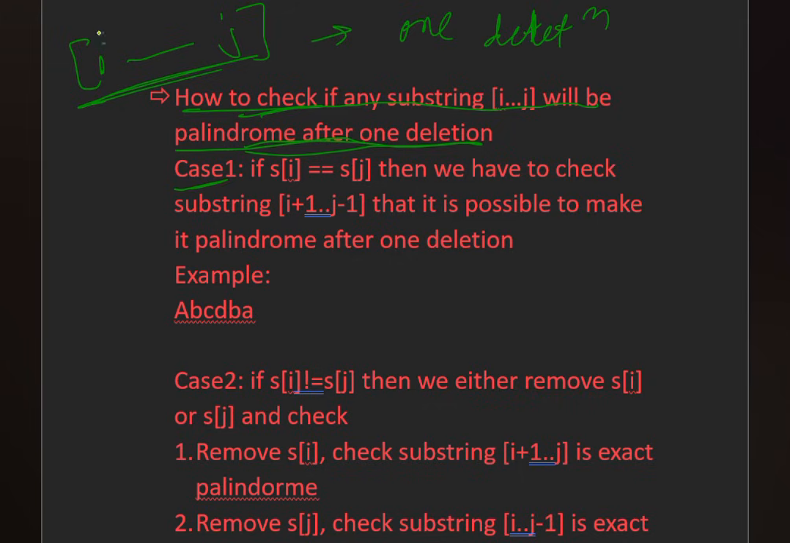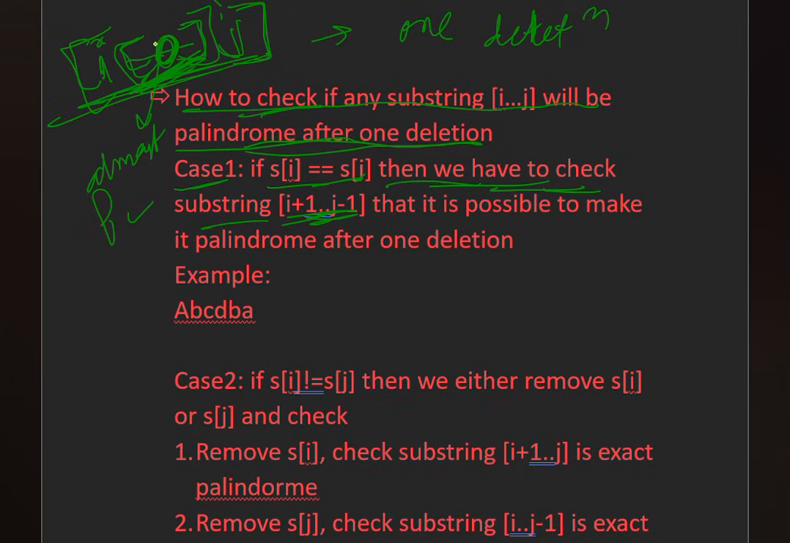So case 1 is like, suppose s of i and s of j are equal, then what we have to do is check whether the substring i plus 1 to j minus 1 is almost palindromic or not. Almost palindromic means can we make it a palindrome by removing one character. So if the substring i plus 1 to j minus 1 is almost palindromic, then this bigger substring is also almost palindromic, right?